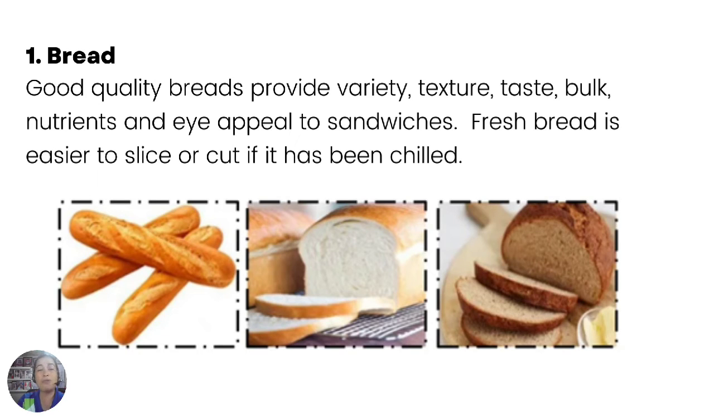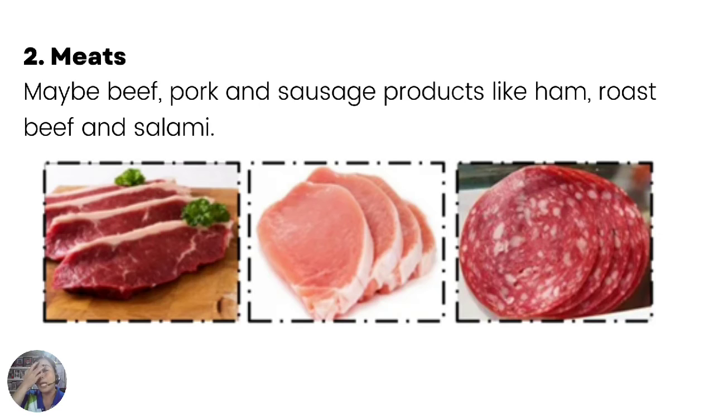Good quality breads provide variety, texture, taste, bulk, nutrients, and eye appeal to sandwiches. Fresh bread is easier to slice or cut if it has been chilled. That is why it is important that you choose the freshest bread available in the market. Alright? That's bread. We can make use of white bread, whole wheat bread, rye bread, and other types of bread that we already discussed.